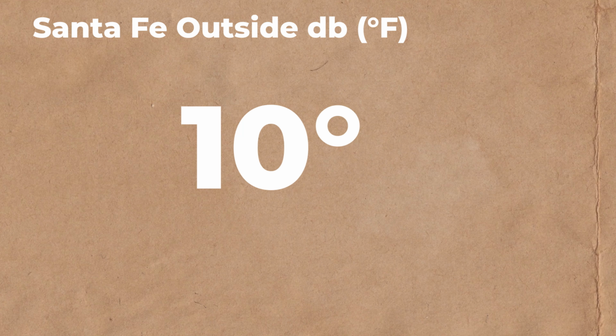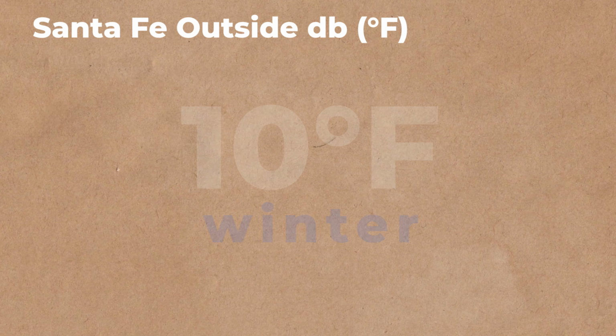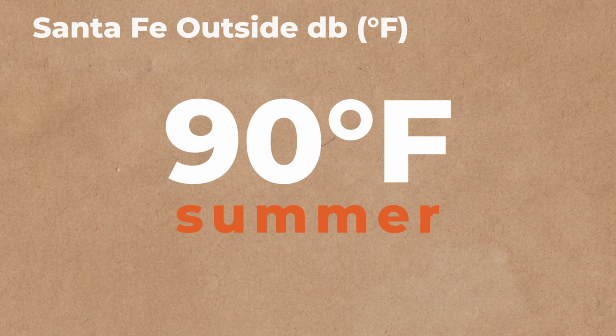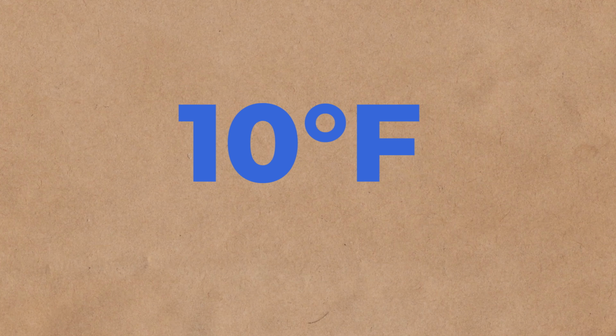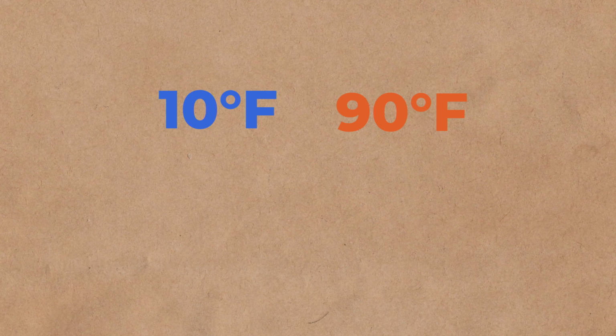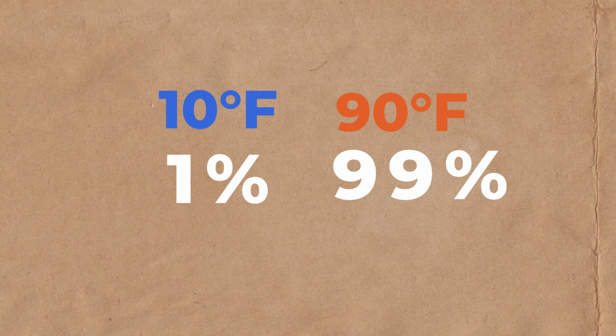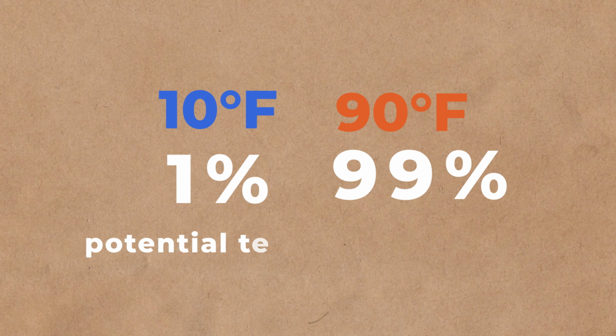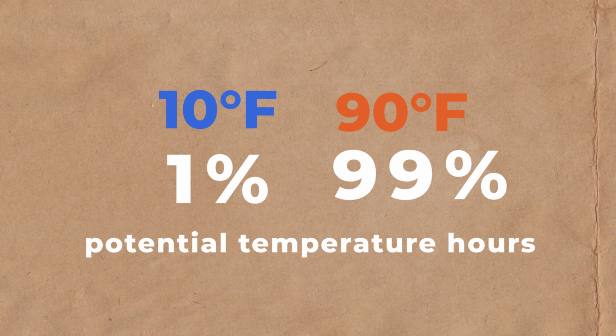The first thing we need to talk about, though, is the Santa Fe climate conditions that the load calculation is going to use. In Santa Fe, the outside dry bulb temperature that we use in the parameters is 10 degrees Fahrenheit for winter and 90 degrees Fahrenheit in the summer. These two design temperatures represent the 1st percentile and the 99th percentile of the potential temperature hours that this house will face in a particular year.